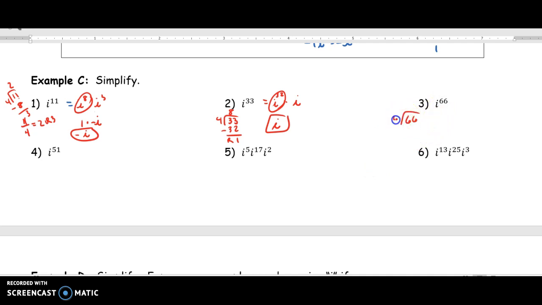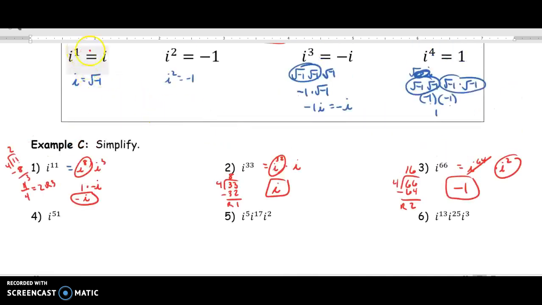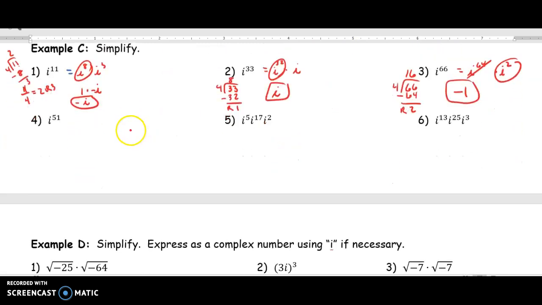Okay? i to the 66th. Well, 66 divided by 4. 4 goes into 66. What would that be? 15 times? No, 16 times. 16 times 4 is 64. When you subtract, you get a remainder of 2. So this is technically i to the 64th, which becomes 1, times i to the second. What is i to the second equivalent to? Negative 1. And I'm getting those all from the charts up here. i to the first is i, i squared is negative 1, i to the third is negative i, i to the fourth is 1.